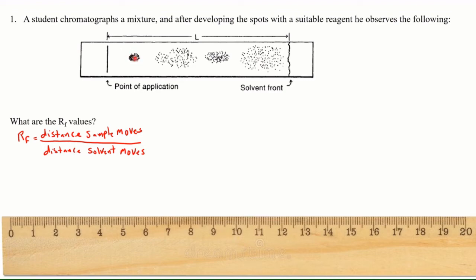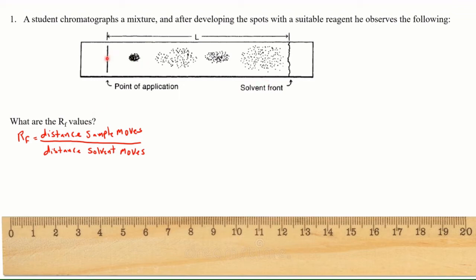Chromatography separates substances according to their solubility. So this substance right here did not move very far away from the point of application. That means it had a low solubility. Whereas this spot right here, or this substance, moved much further away because it has a higher solubility in the solvent that was used. So I need to know two distances.